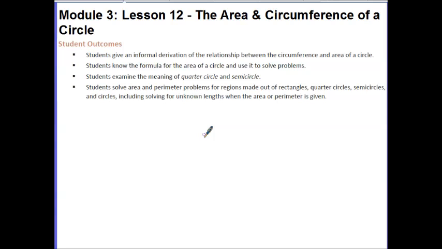Today's lesson is Module 3, Lesson 12, the area and circumference of a circle. Your outcomes for today's lesson are: students give an informal derivation of the relationship between the circumference and the area of a circle. Students know the formula for the area of a circle and use it to solve problems. Students examine the meaning of quarter circle and semicircle. And finally, students solve area and perimeter problems for regions made out of rectangles, quarter circles, semicircles, and circles, including solving for an unknown length when the area or the perimeter is given.